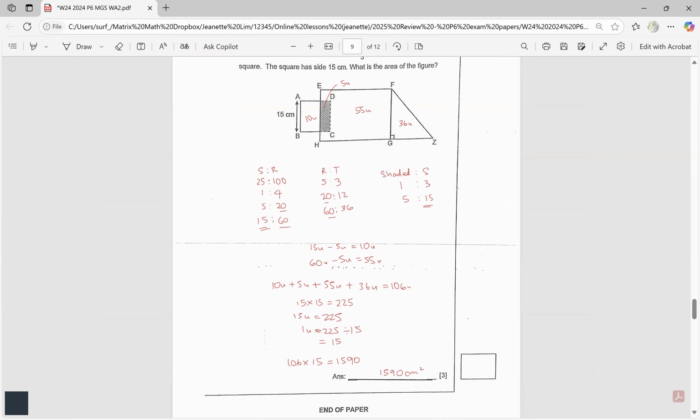Okay, with that, that's all for this paper here. This is MGS 2024 WA2 for P6.